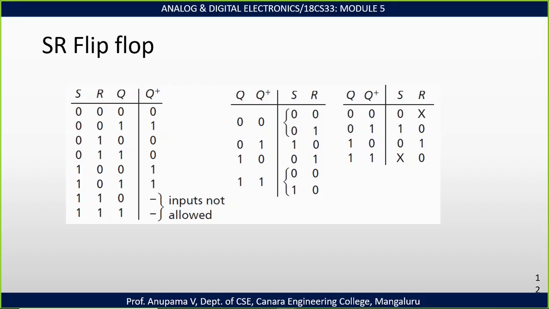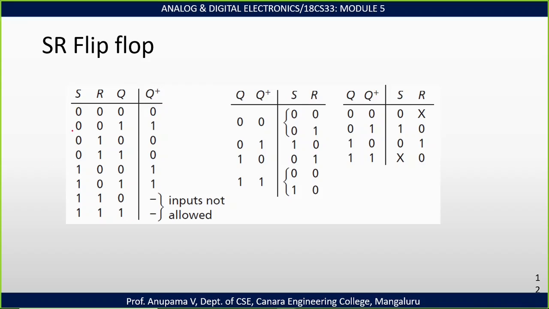So in order to design the excitation table for SR flip-flop, first you have to write the truth table for SR flip-flop. For the input state 00, the previous state will be 0 or 1. For the input 0 1, previous state can be 0 or 1. For the input 1 0, previous state can be 0 or 1. Similarly, for the input 1 and 1, previous state can be 0 or 1.